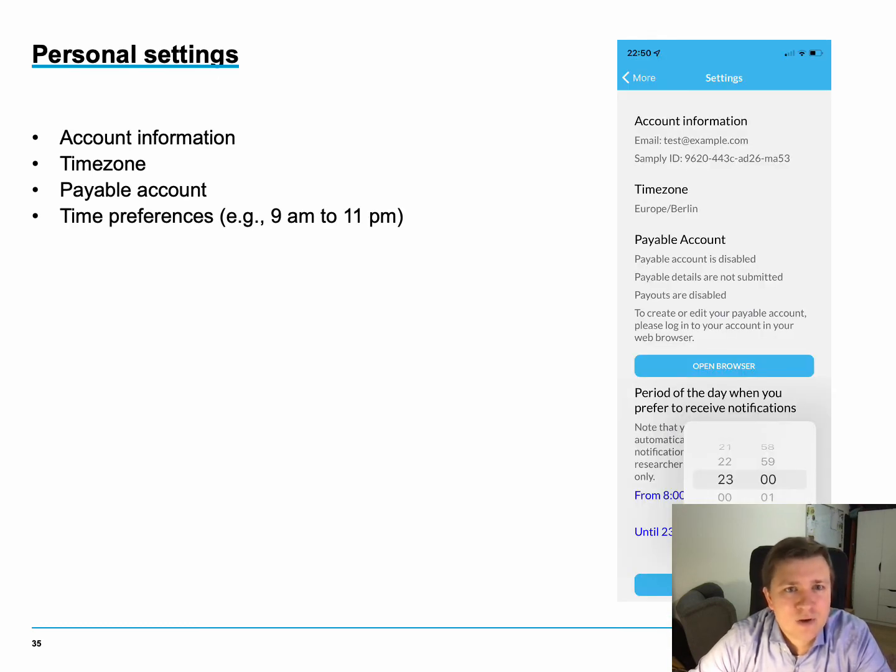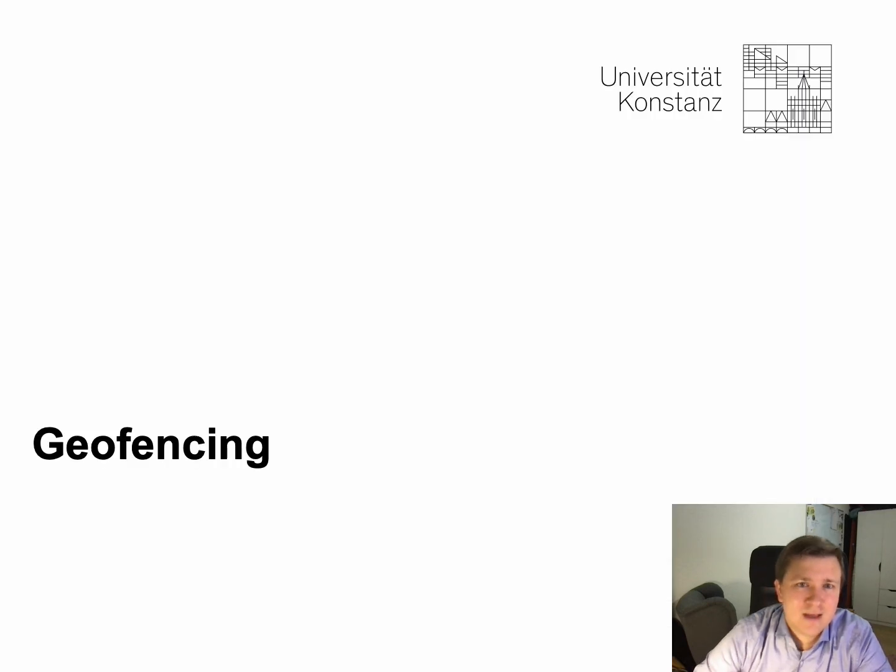The mobile app also allows users to express their time preferences when they want or do not want to be notified. This information will be displayed to researchers in the list of participants on the website. That's it for the basic functionality of the mobile application and the website.